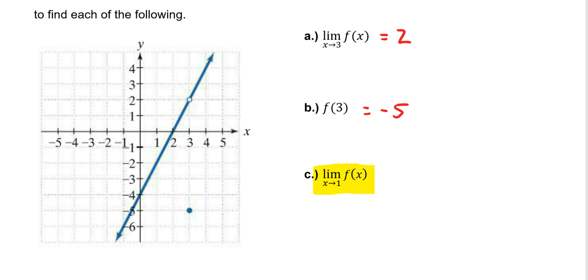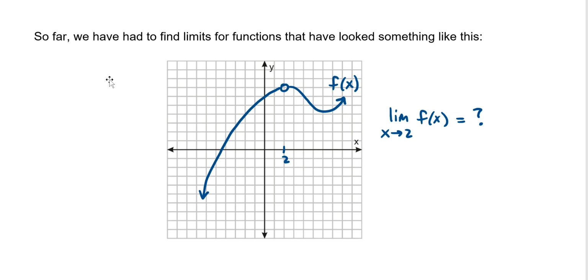And then lastly, the limit as x approaches 1. As x approaches 1, it looks like there's nothing crazy going on. There's no holes or anything. It's just a continuous part of the curve. So as we approach it from the left side and the right side, it's approaching this y value of negative 2. Just like the one we saw on the previous page, anytime you have the limit over a continuous part of the function, it's just going to equal the y coordinate.